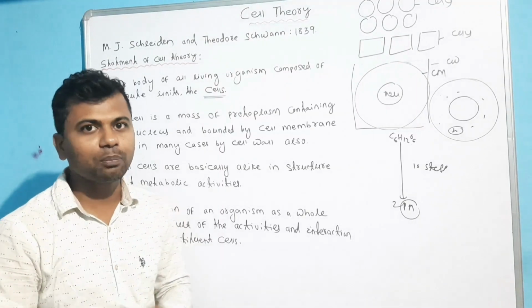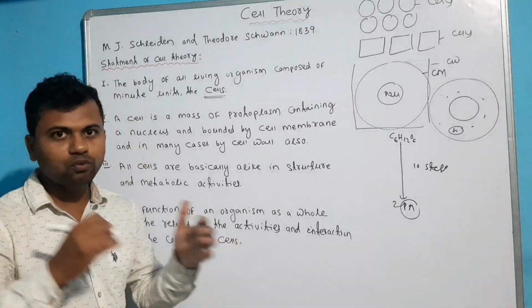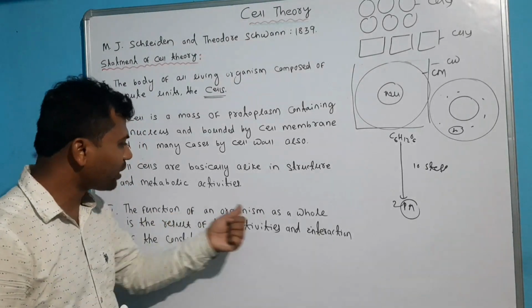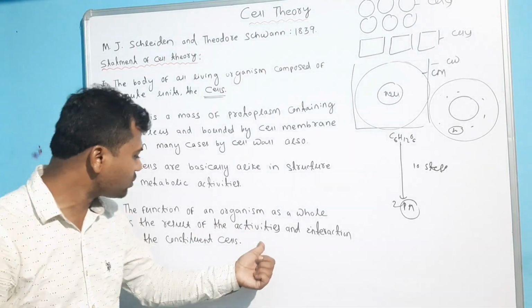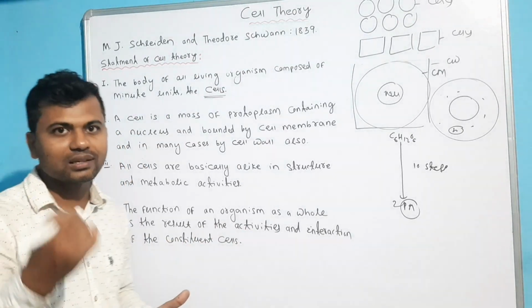Then come to statement number 4. Statement number 4 is: the function of an organism as a whole is a result of the activities and interaction of the constituent cells or body cells.